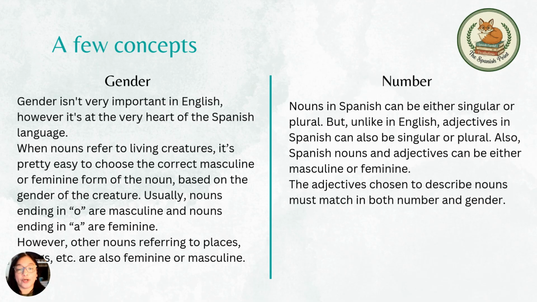Okay, so that is very important. Also, number, no? Nouns in Spanish can be either singular or plural, and the adjective in Spanish also can be singular or plural. Okay, so all this takes me to the idea of agreement, which is a concept that I always tell my students. This is one thing that when you are learning Spanish, you have to keep in mind: agreement. There's not only agreement between the subject and the verb, but in Spanish, there is agreement between the noun, the adjective, and the noun that is describing.